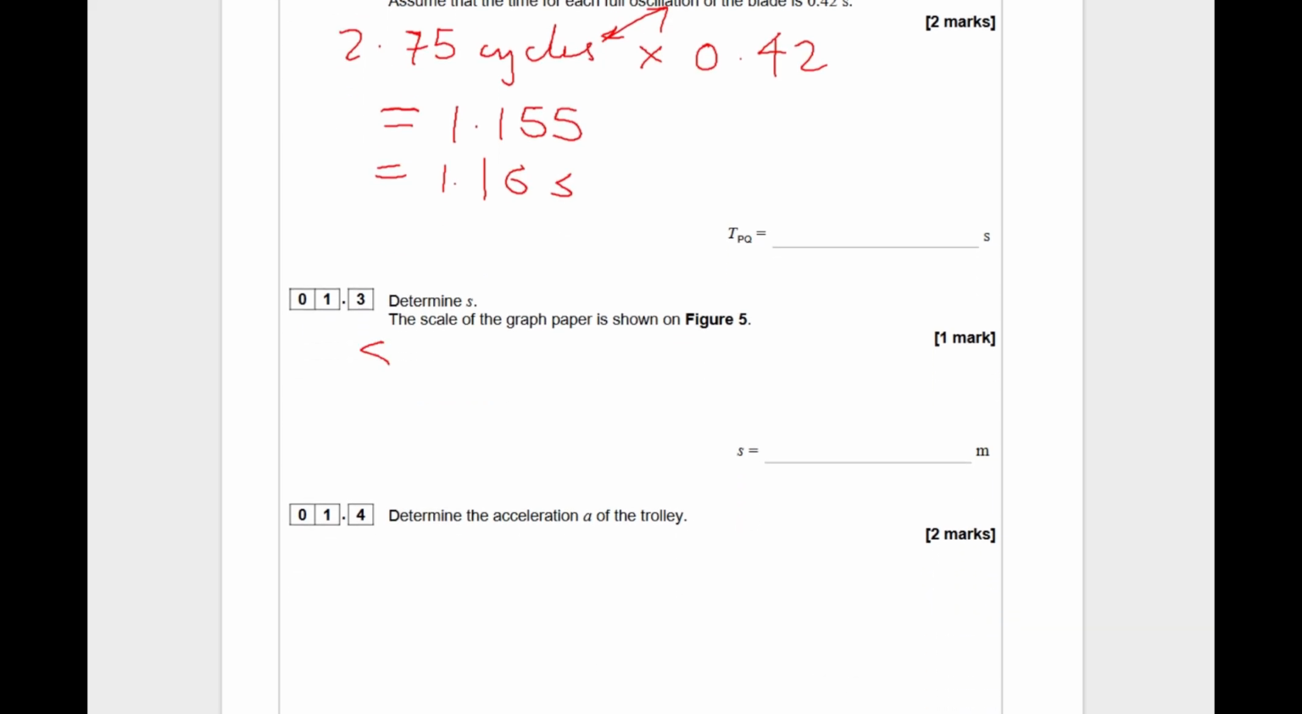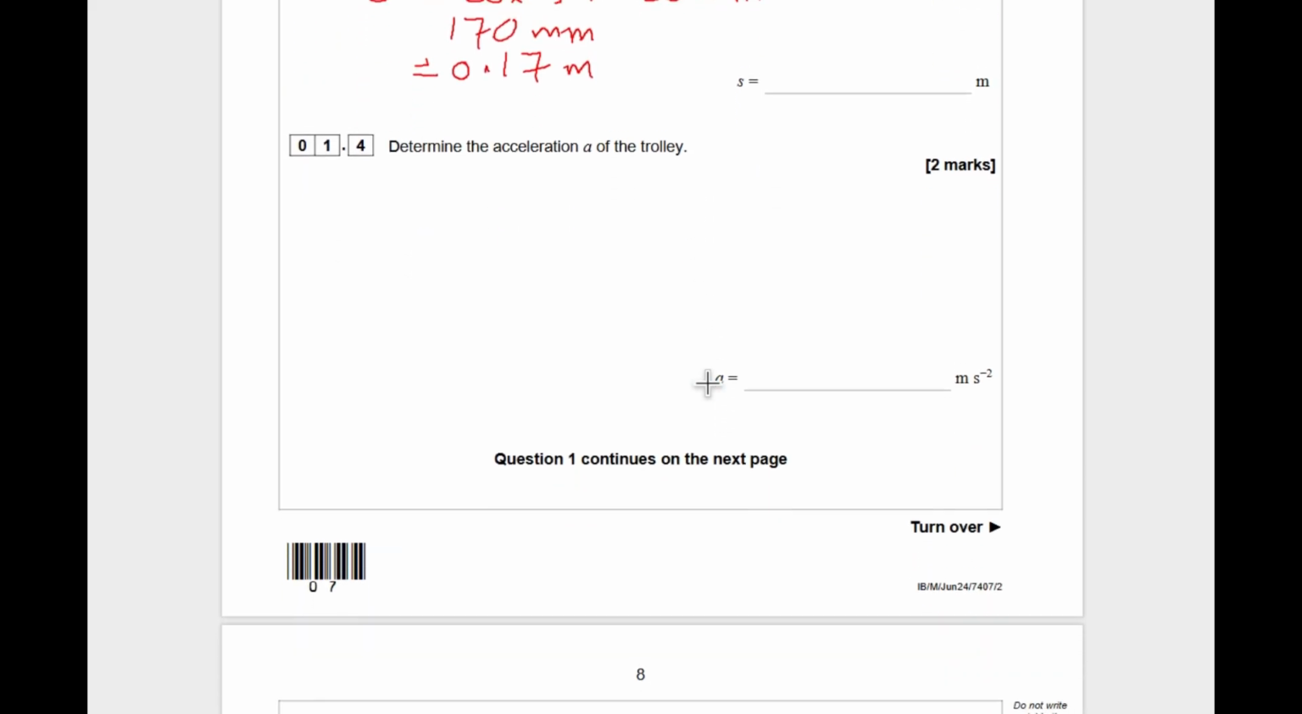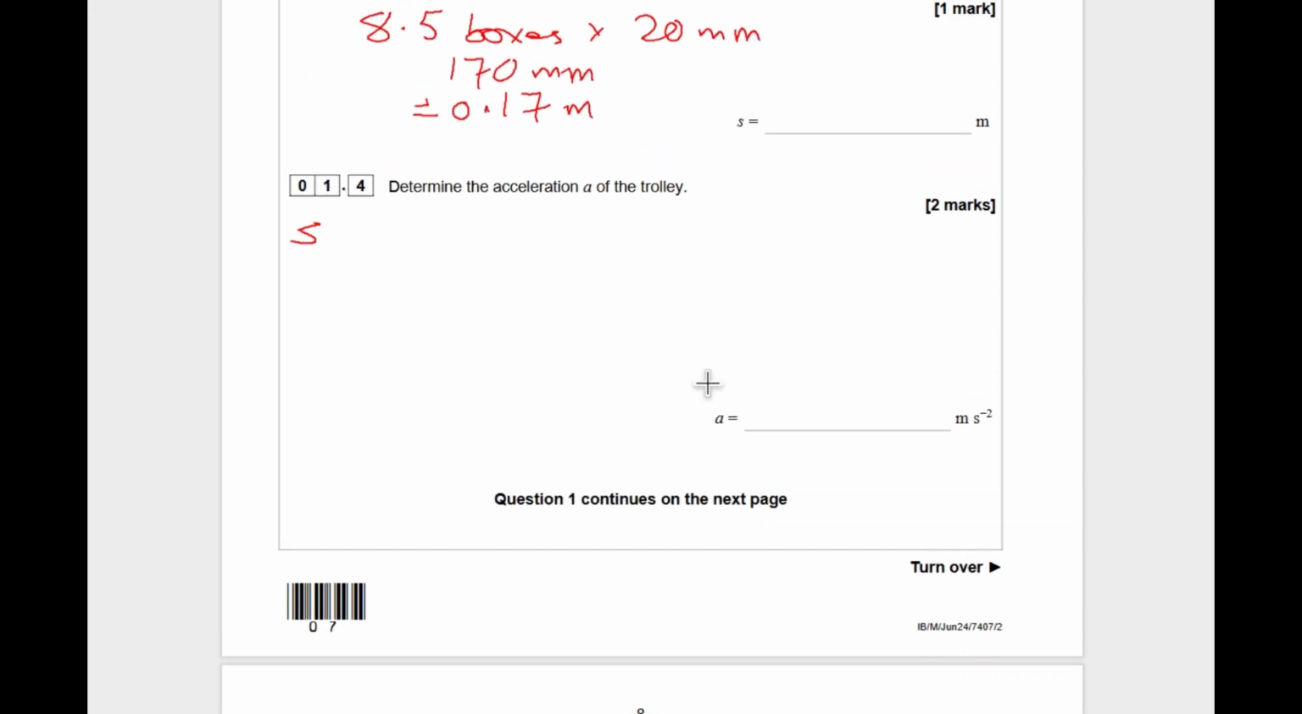So it's 8.5 boxes times 20 millimeters. Okay, so that gives you 170 millimeters, which is equal to, it does want it in meters here, 0.17 meters. Okay, so let's move on to the next bit. So determine the acceleration of the trolley. So what have you got? You've got S is 0.17 meters. You've got U is 0.